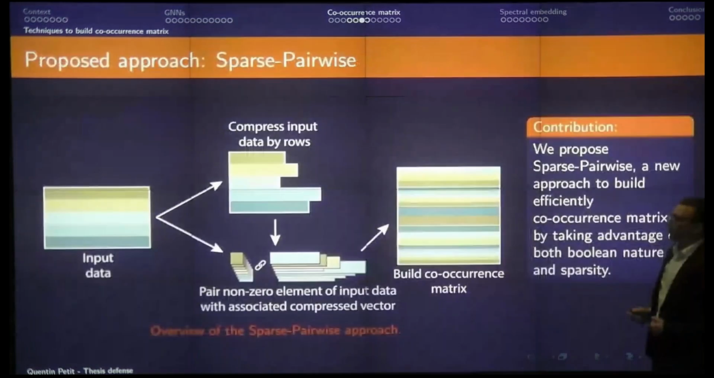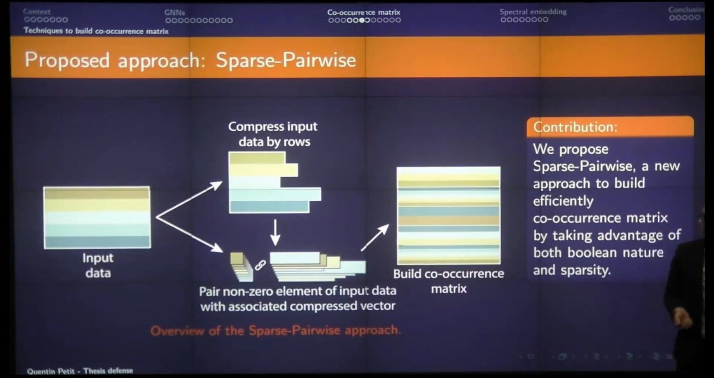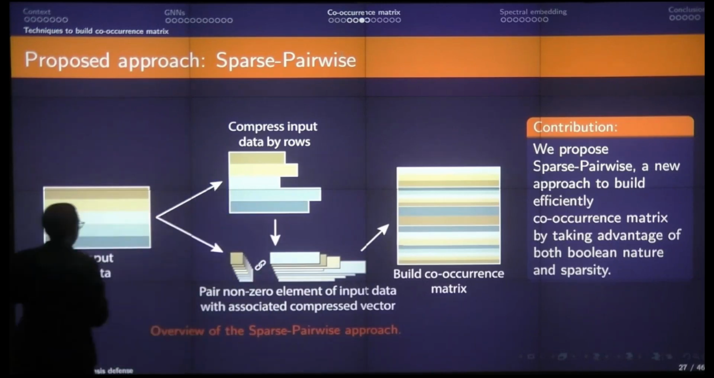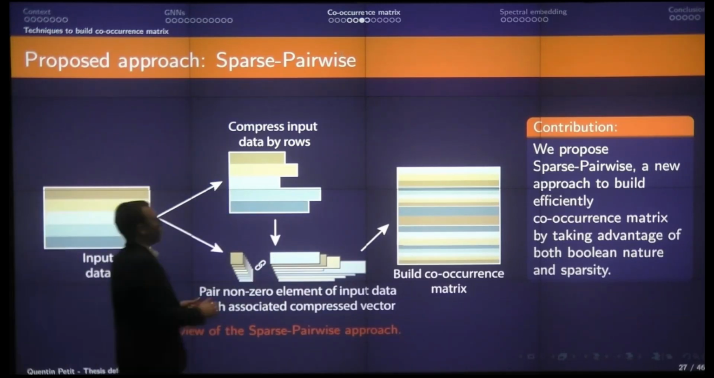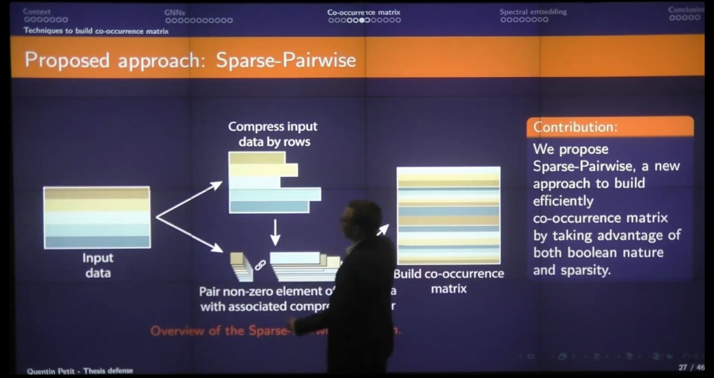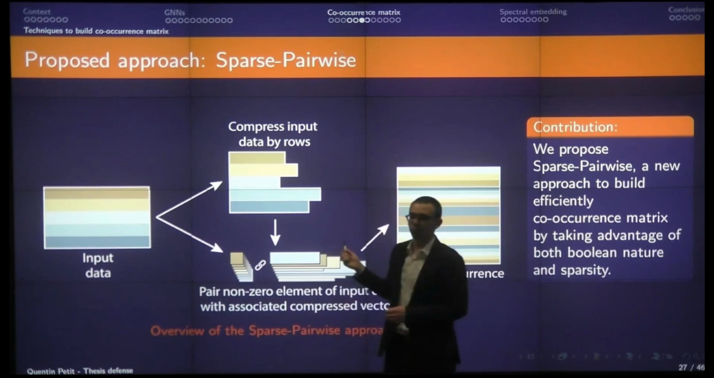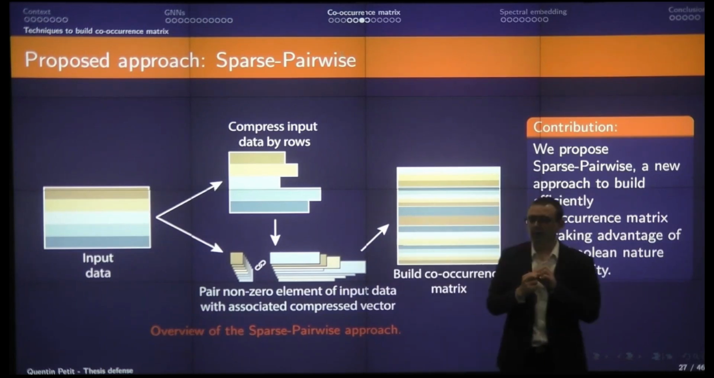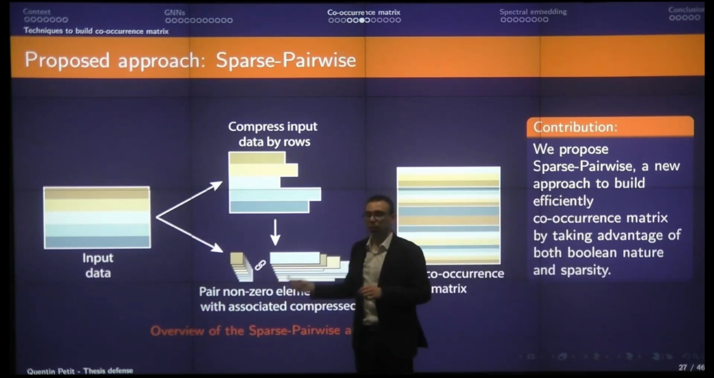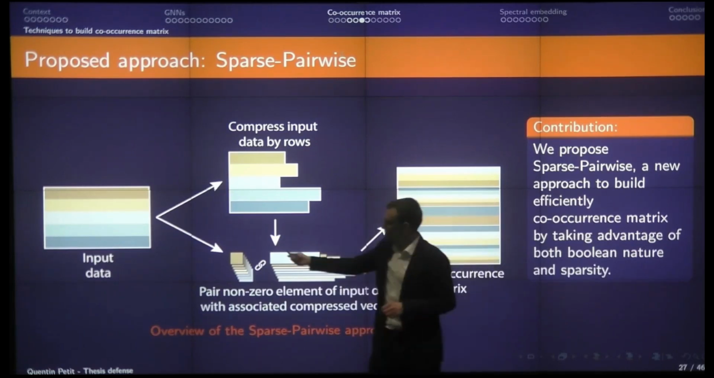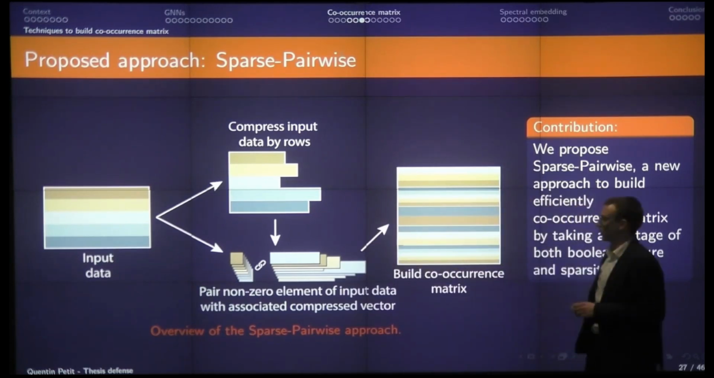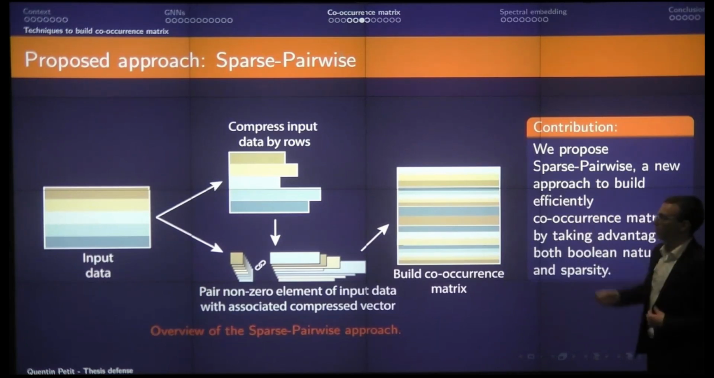We proposed a new method named sparse pairwise, which takes advantage of both the Boolean nature of the data and the sparsity. For that, we first go from the incidence matrix and compress each sparse row to the left thanks to the ELLPACK format. After that, instead of finding all pairs of non-null elements, we associate each non-null element with the compressed vector. So we have fewer pairs to find, and thanks to this, we can build the co-occurrence matrix faster. Okay, so this is the idea of our method.